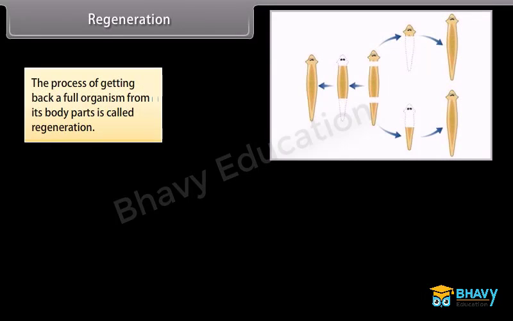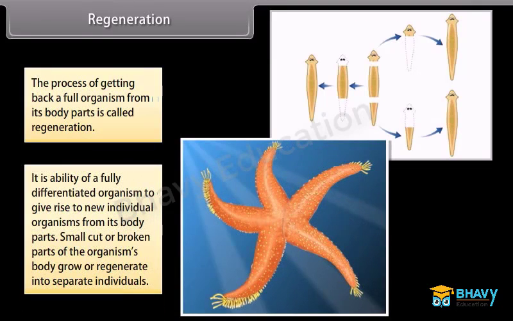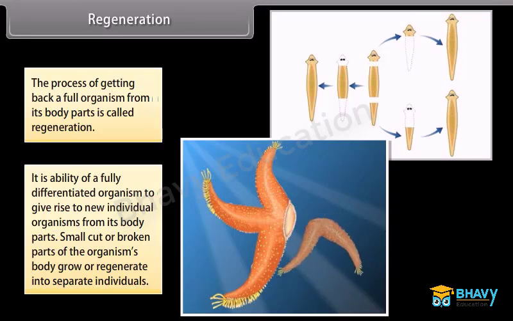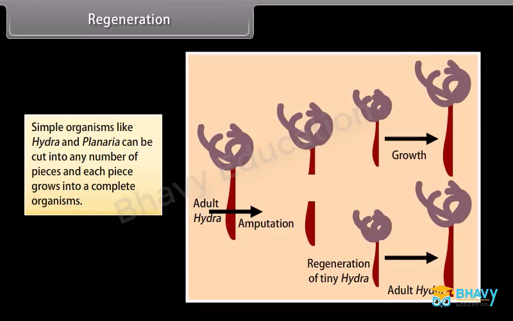Regeneration. The process of getting back a full organism from its body parts is called regeneration. It is the ability of a fully differentiated organism to give rise to new individual organisms from its body parts. Small cut or broken parts of the organism's body grow or regenerate into separate individuals. Simple organisms like hydra and planaria can be cut into any number of pieces, and each piece grows into a complete organism.